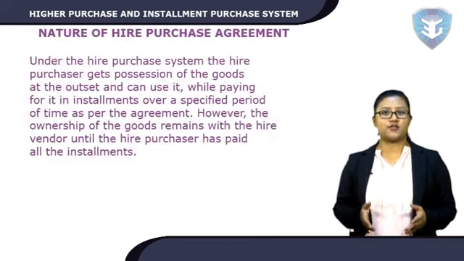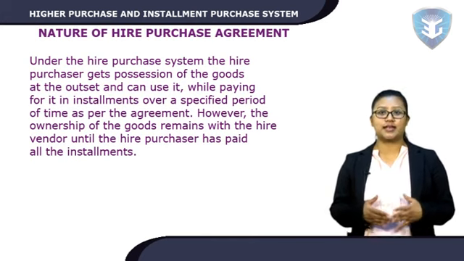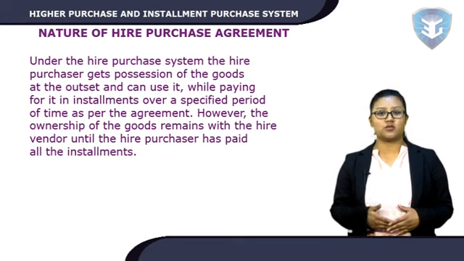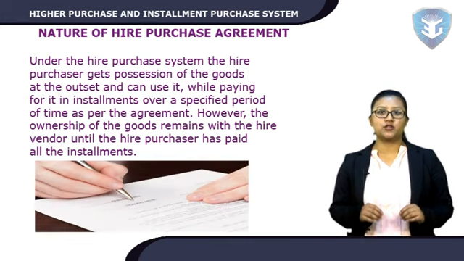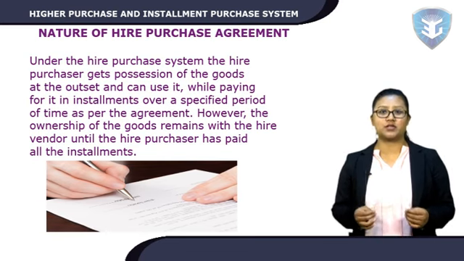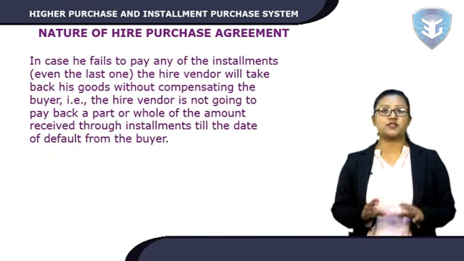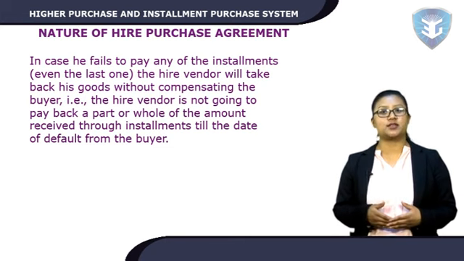Let's talk about hire purchase agreement. Under the hire purchase system, the hire purchaser gets possession of the goods at the outset and can use it, while paying for it in installments over a specified period of time as per the agreement. However, the ownership of the goods remains with the hire vendor until the hire purchaser has paid all the installments. Each installment paid by the hire purchaser is treated as hire charges for using the asset.